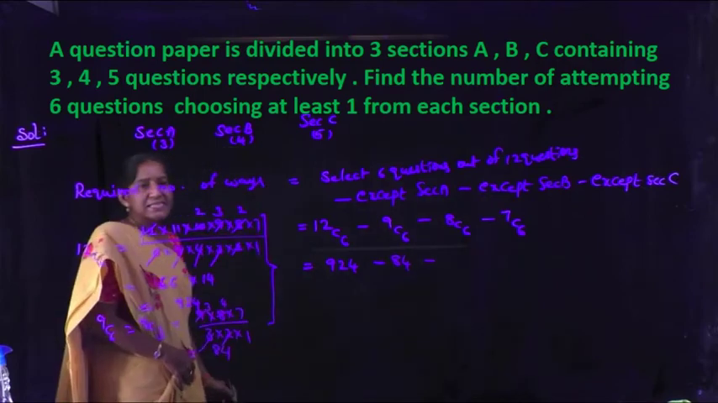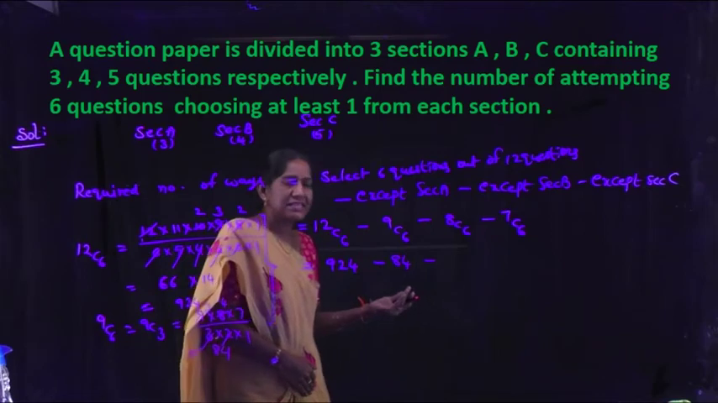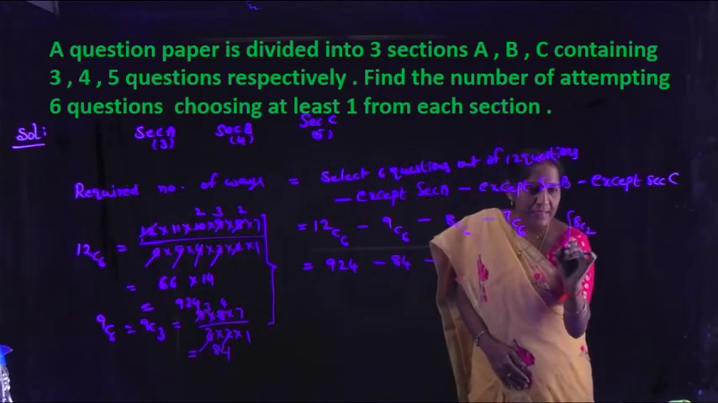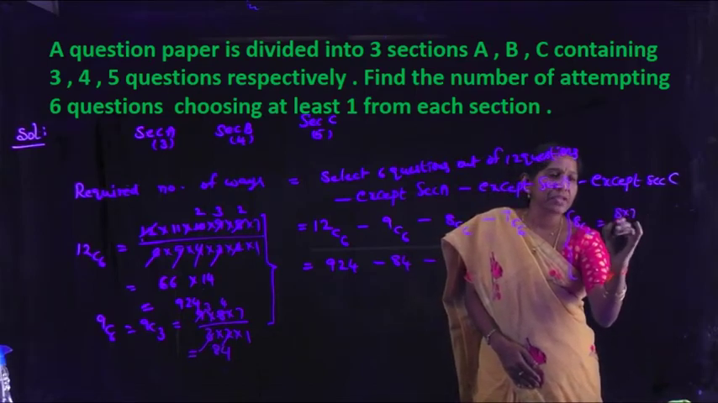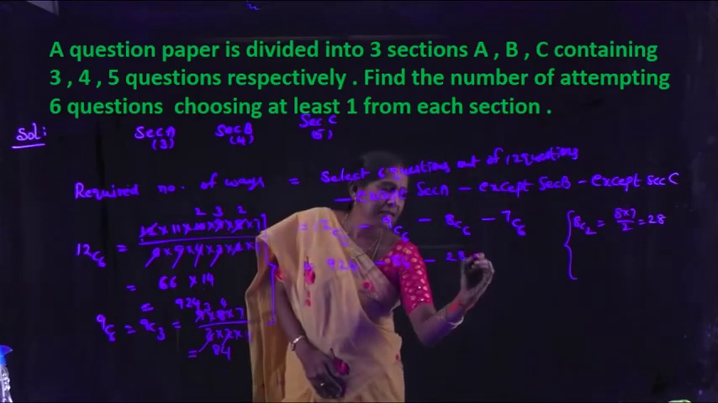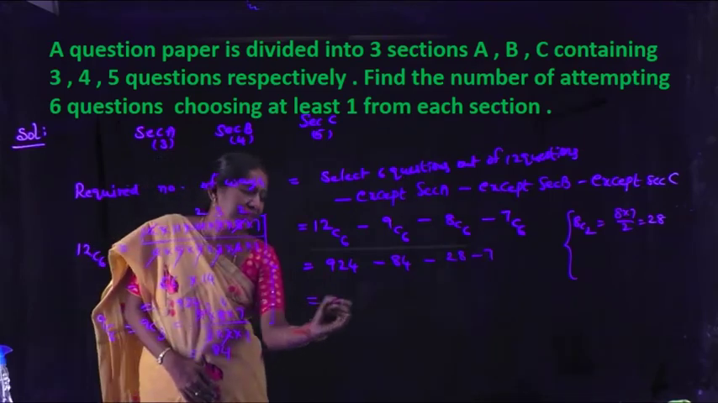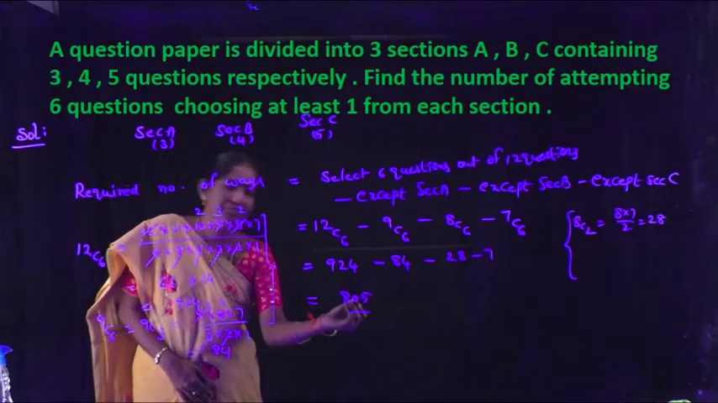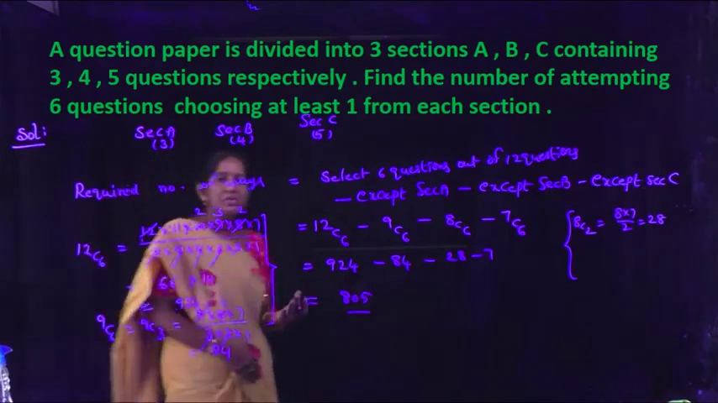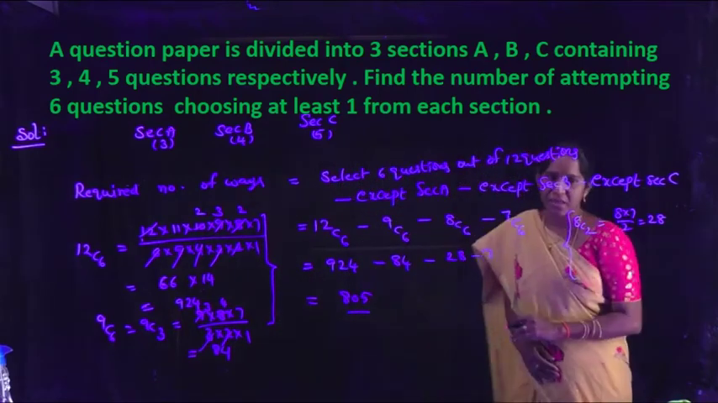Minus 8C6. 8C6 is same as 8C2. Value of 8C2, that is 8 into 7 by 2. So it is 28. 28 minus the value of 7C6 is 7. So by doing simplification, we get 805. So this is the number of ways of choosing 6 questions from 12 questions, at least one from each section.